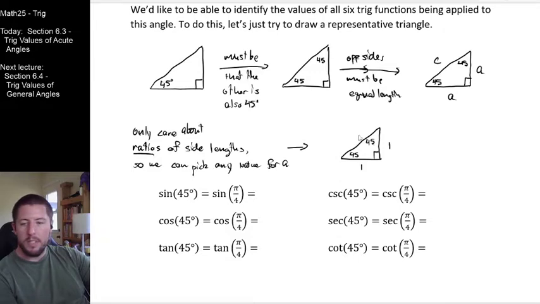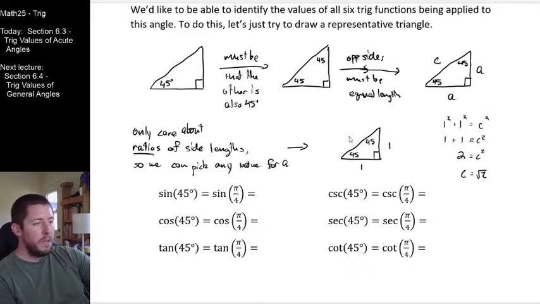My last question is, what's C going to be over here? And so I've got 1 squared plus 1 squared equals C squared. 1 squared is just 1, plus 1. So that's 2. And I'm going to take my square root.